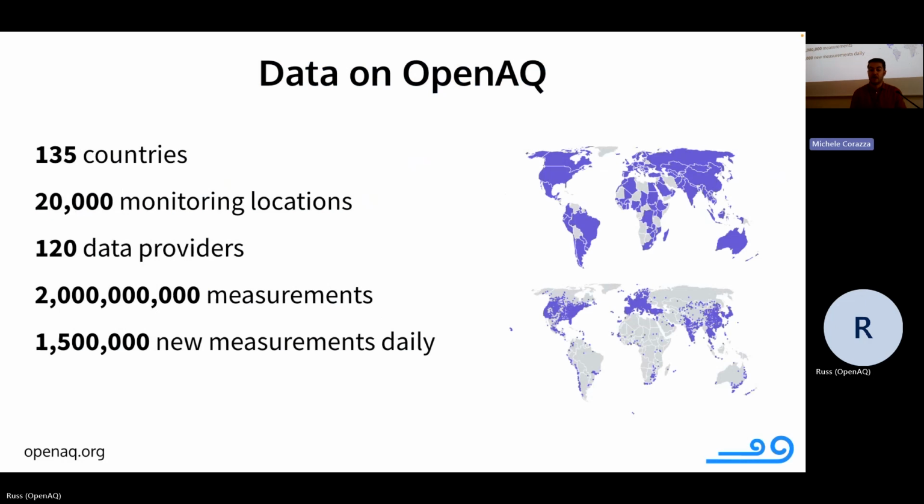Right now, the data set on OpenAQ covers 135 countries worldwide. We have 20,000 monitor locations. Not all are active right now, but they come and go as it goes when aggregating data. And these are aggregated by us from across about 120 data providers. So we have scripts scraping these data from APIs, from web pages, from about 120 data sources. We just hit 2 billion measurements last week, actually, and we're ingesting about 1.5 million new air quality measurements every day.